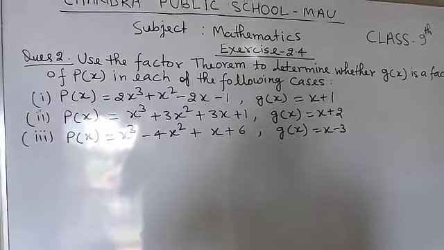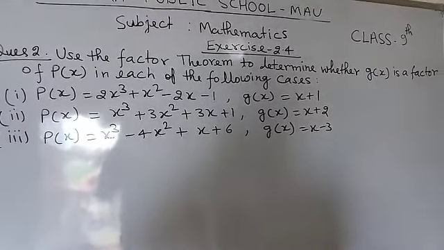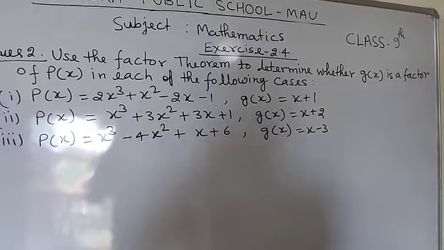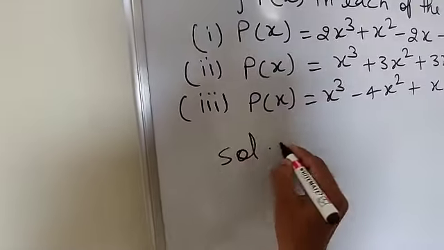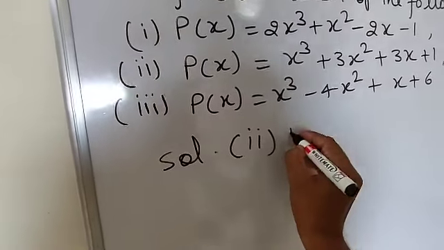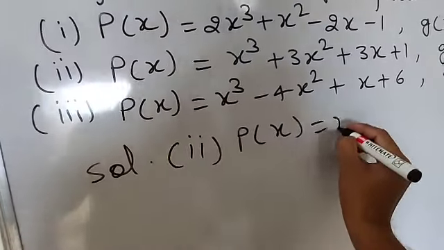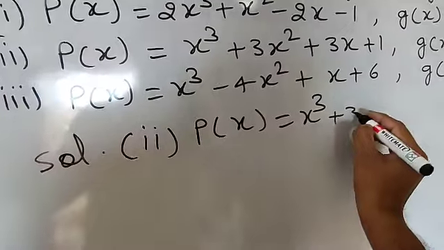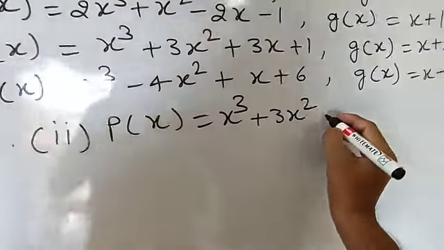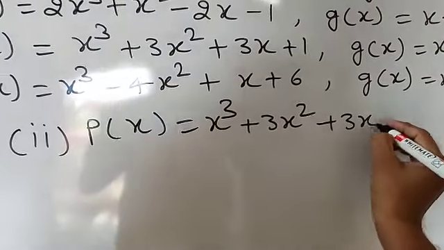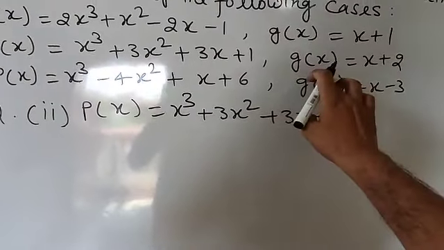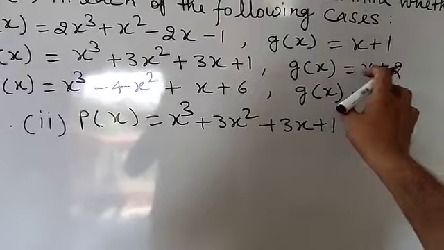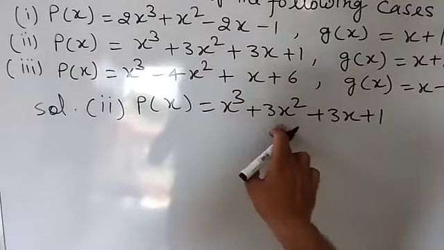In this question number 2, I am going to give the solution of the second part, and the first and third you need to solve by yourself. The polynomial p(x) is given as x cube plus 3x square plus 3x plus 1, and you need to check whether the second polynomial g(x), x plus 2, is a factor of this polynomial or not.